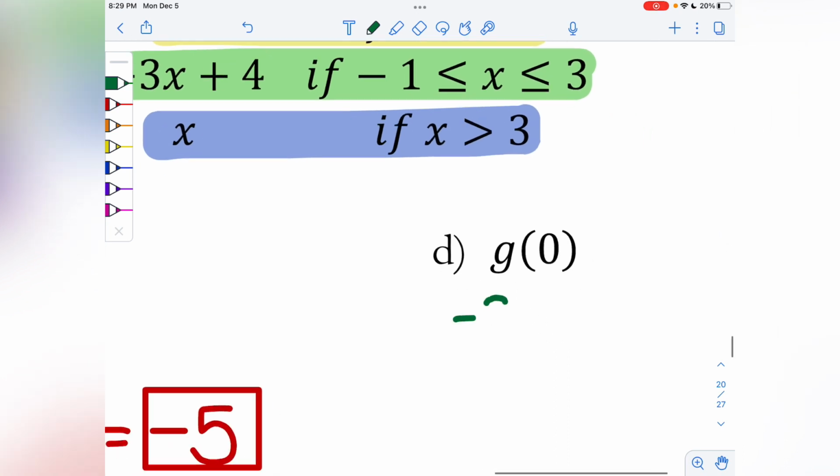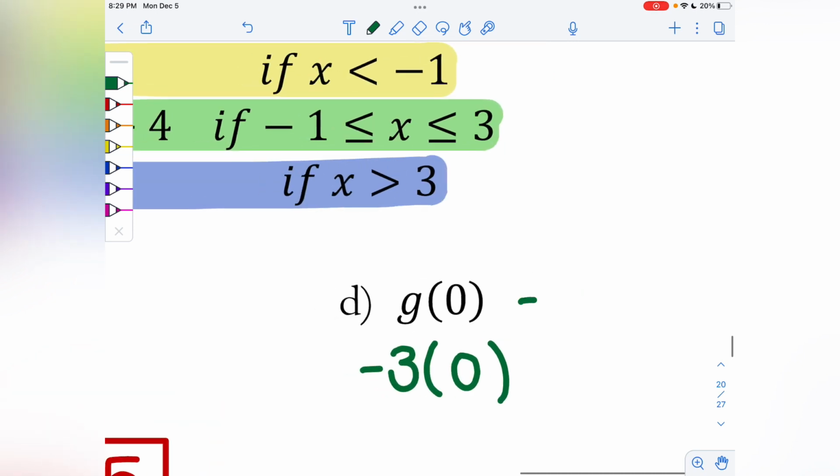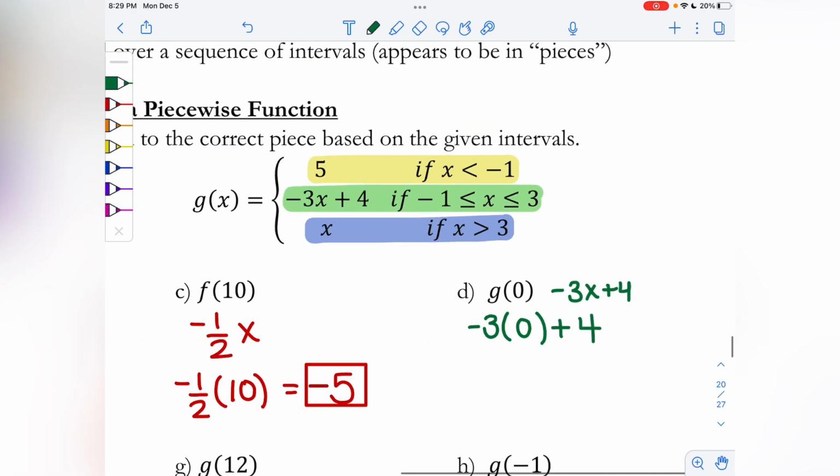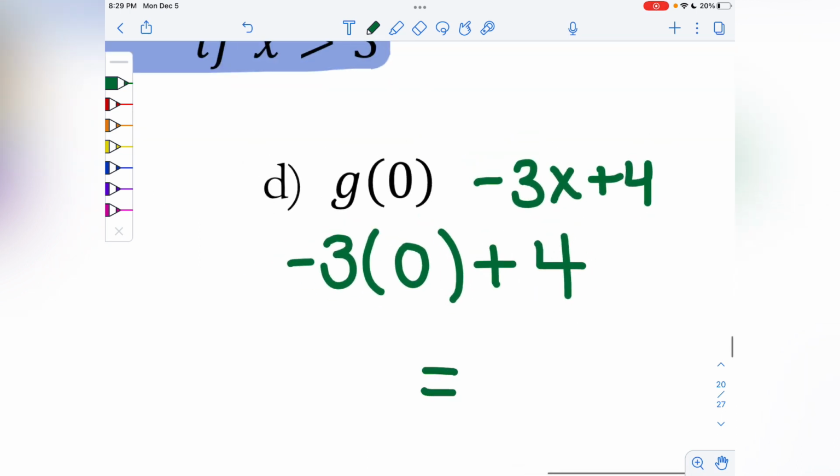So we're plugging in 0. So the equation is negative 3x plus 4. I'm plugging in 0 for x. So that is negative 3 times 0, which is 0, plus 4, which is 4.